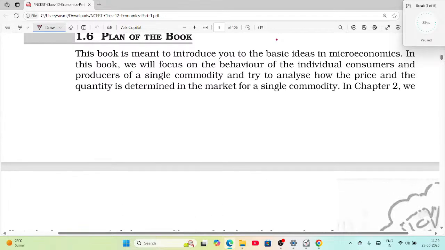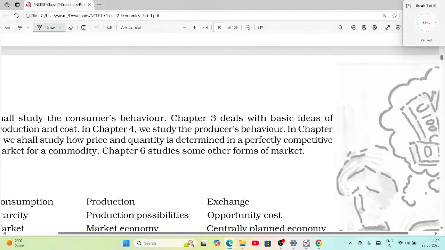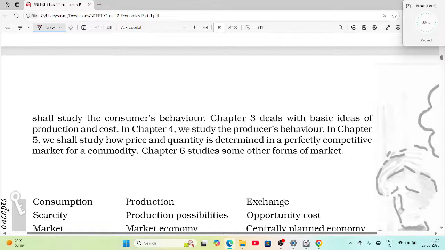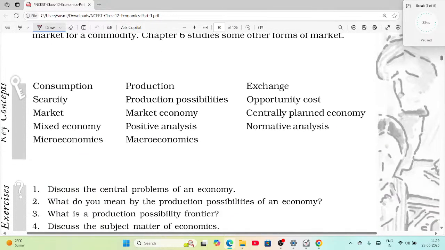Chapter 2. We shall study the consumers' behavior. Chapter 3. Rules of the basic ideas. Chapter 4, study the consumer, perfectly competitive market, and some other forms of market.